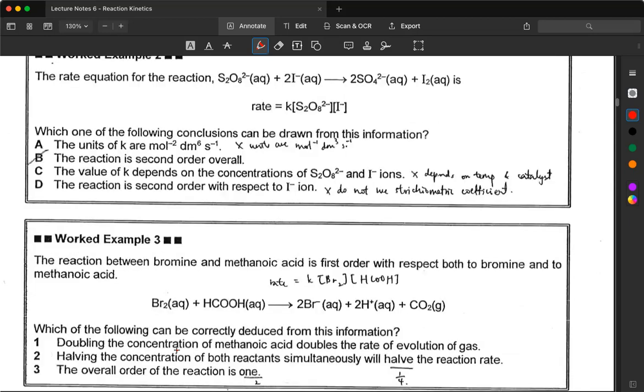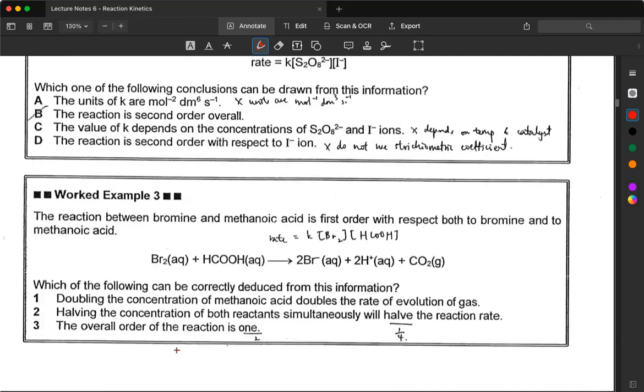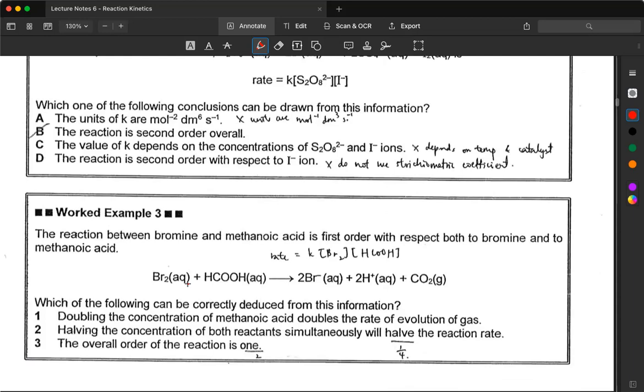Another example: the reaction between bromine and methanoic acid is first order with respect to both bromine and methanoic acid. What information can you gather from this equation? If you double the concentration of methanoic acid, it will double the rate. So you must first construct this rate equation to see clearly. The strategy is to first construct the rate equation of the reactant, take into consideration the coefficient, which is the mole ratio, and then conclude this.